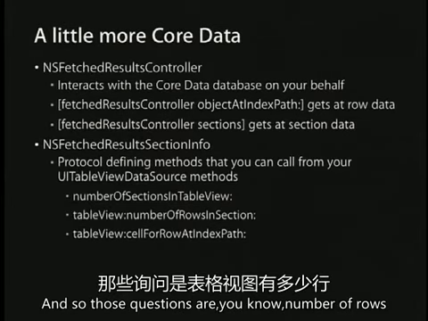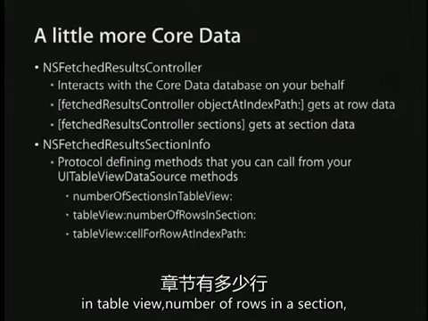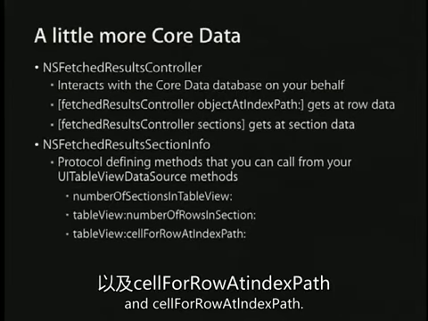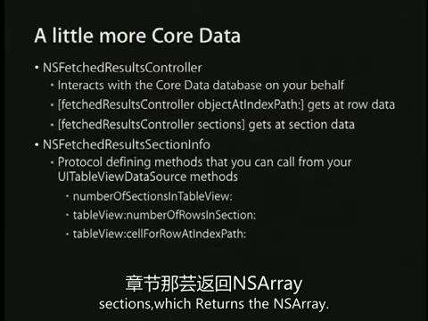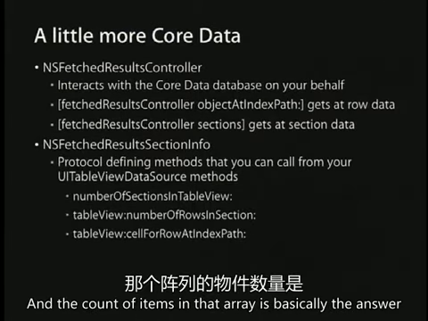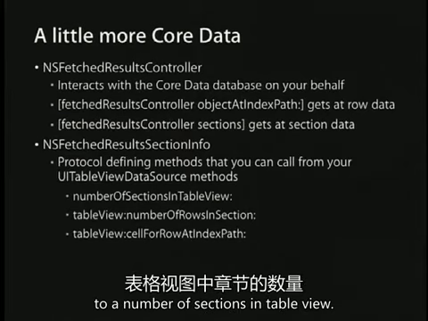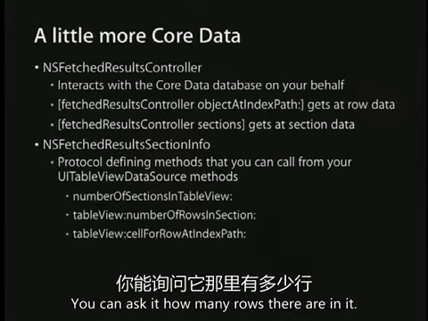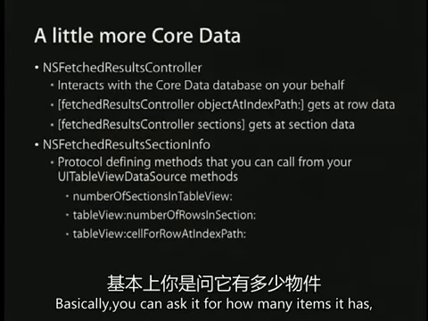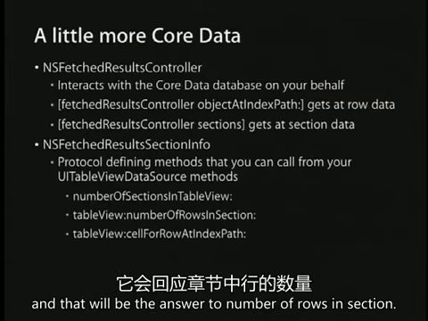And so those questions are: number of rows in table view, number of rows in section, and cell for row at index path. There's a method that you can call, obviously, right there, sections, which returns the NSArray. And the count of items in that array is basically the answer to number of sections in table view. Then there's NSFetchedResultsSectionInfo. You can ask it how many rows there are in it, basically how many items it has. And that'll be the answer to number of rows in section.